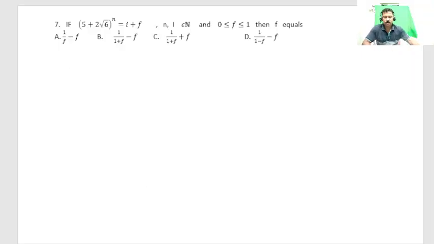Come to the next problem, that is 5 plus 2 root 6 whole to the power n equals to I plus f here. Okay, n and I belong to the set of natural numbers. Here should be the capital I. f is equals to, we have to find the value of f. Okay. We should find the value of not f, actually the I.